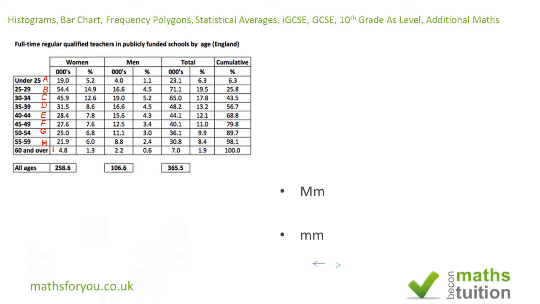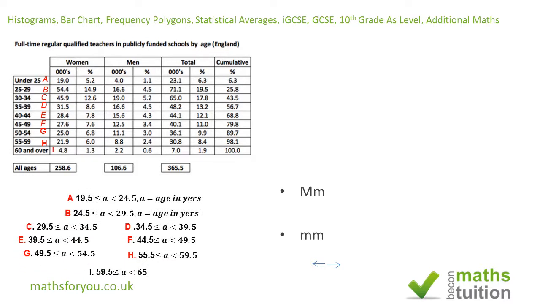Right. Now, this is time to practice your lower bound and upper bound topic. Now, for class A, the lower bound value is 19.5 years, okay? And the upper bound value for class A is 24.5 years. For class B, the lower bound value is 24.5 years and the upper bound is 29.5 years. For class C, similar thing again, 29.5 and 34.5. And so we get on until we get to class I, where the lower bound is 59.5 years and the upper bound is 64.5 years. Okay, does that make sense?